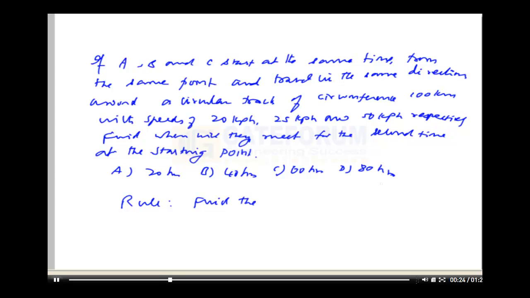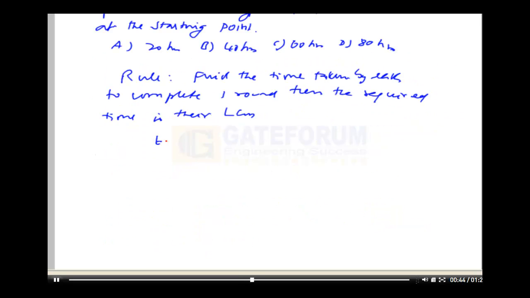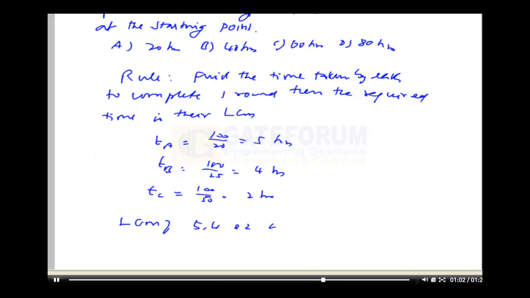The rule is: find the time taken by each to complete one round. Then the required time is their LCM. Time taken by A to cover 100 kilometers at 20 is 5 hours. Time taken by B is 4 hours. Time taken by C is 2 hours. LCM of 5, 4 and 2 is 20 hours.